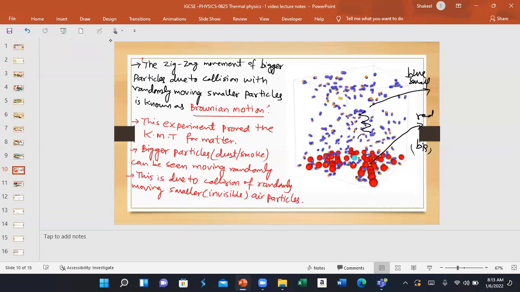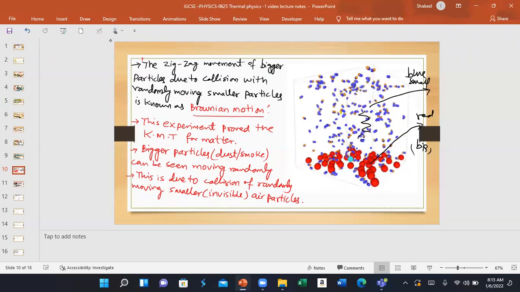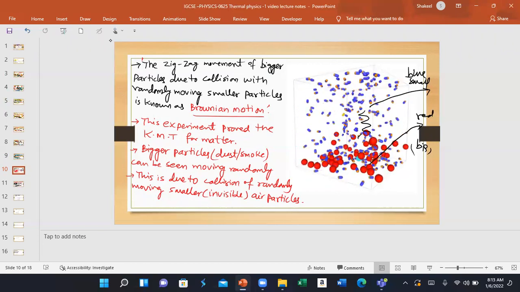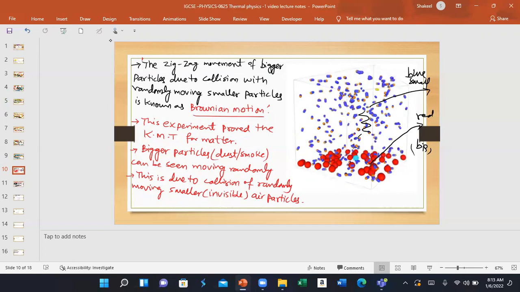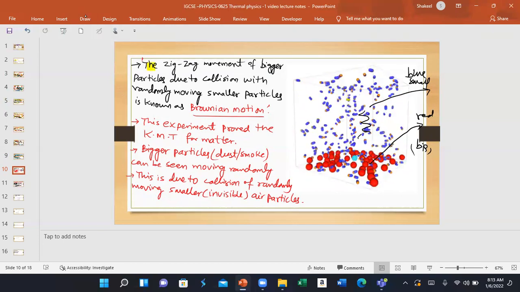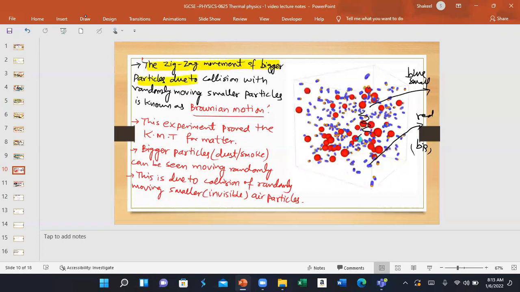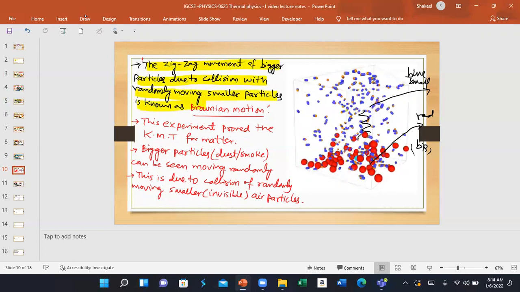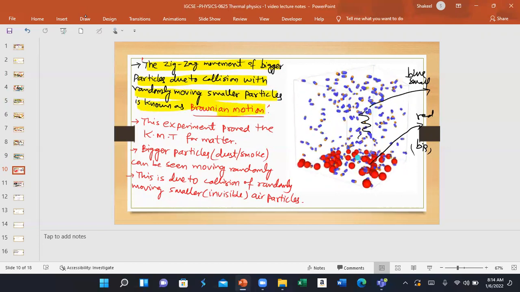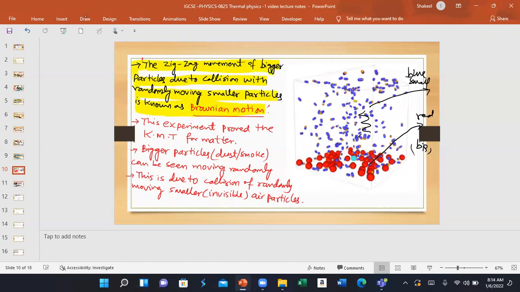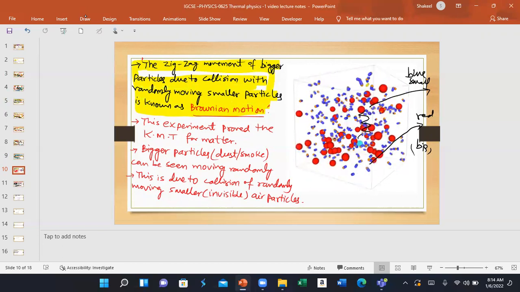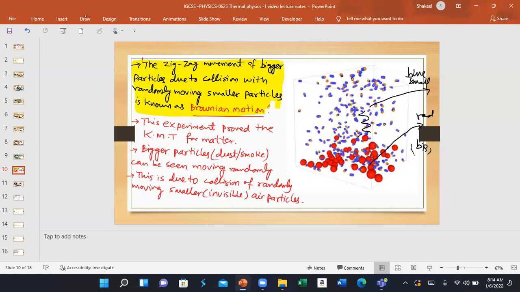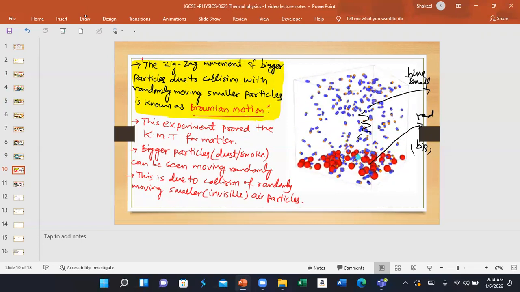So when we see that these big particles are moving, they seem to be moving randomly, on zigzag paths. That zigzag movement of bigger particles due to collision with randomly moving smaller particles is known as Brownian motion. So that's how we define Brownian motion. This is basically the definition of Brownian motion. I hope this is clear to all of you.